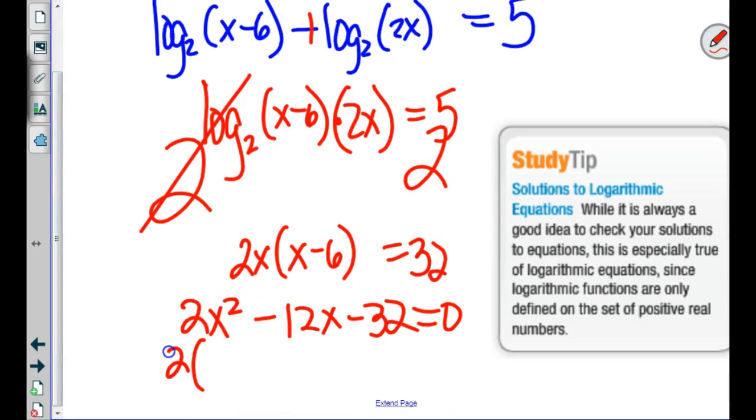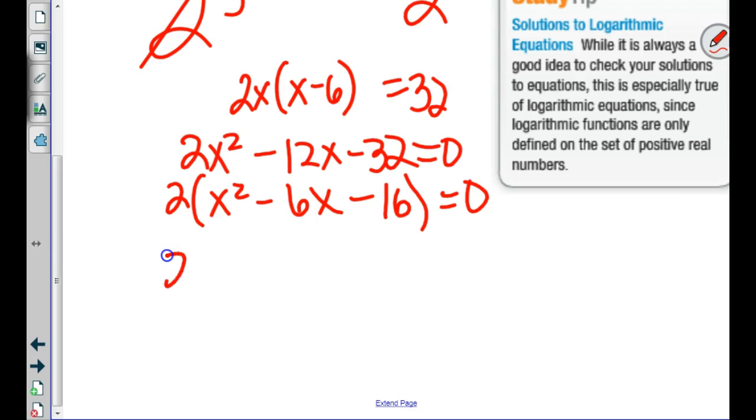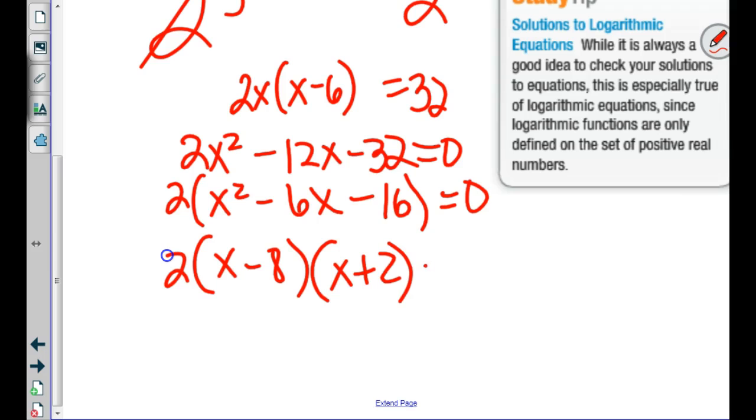I can take out a 2. X squared minus 6x minus 16. How does that factor, guys? X minus 8, x plus 2. Does that work? Does this 2 ever equal 0? No, so I have x equals 8 or negative 2.